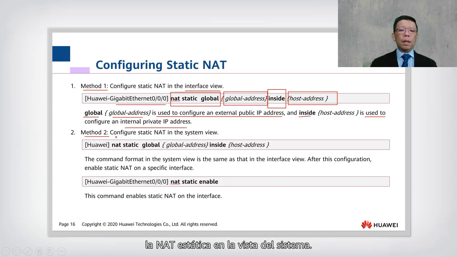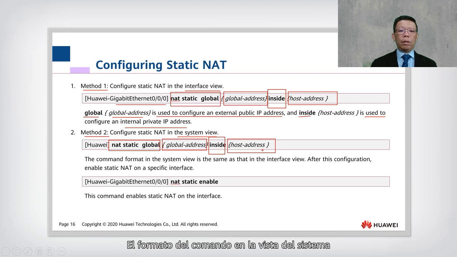Method number 2 is to configure on the system view. On the system view, you still do the same thing using nat static global. Then you specify the global address, inside, and the host address. It's similar to the interface method, except that after the command is configured, you need to go to the interface. In this case, you specify that this is my external interface. Then you enter nat static enable. This is a command that you need to enable, telling the router which interface is the NAT interface. So we have two flavors that you can use. Either one of them will work.